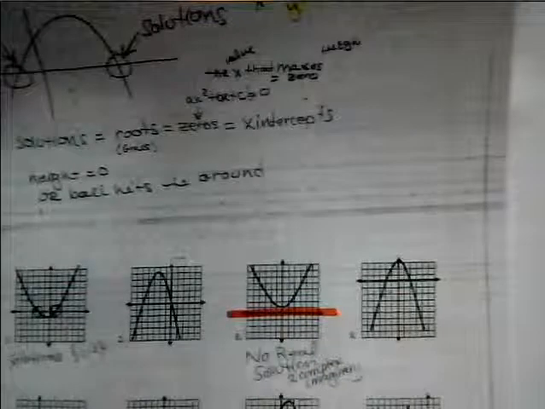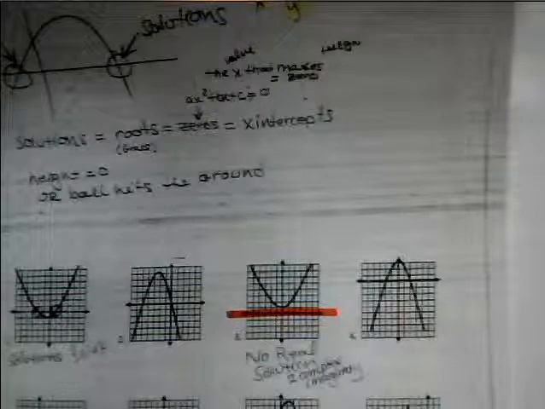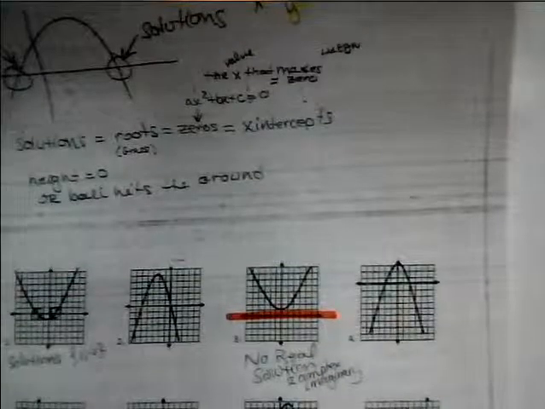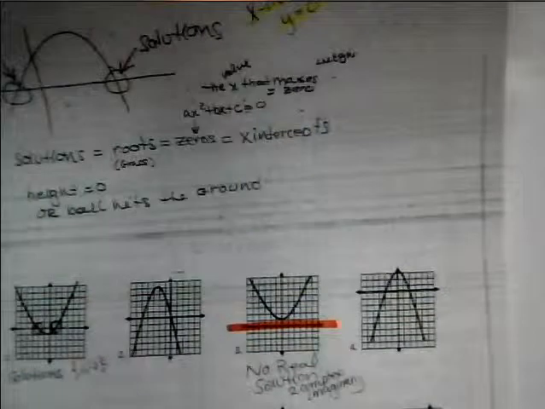So that's how we're going to solve by graphing. Next week when I see you, I'll teach you how to use a graphing calculator and have the graphing calculator give you those values. But this is how we just look at a graph and find the intercepts.